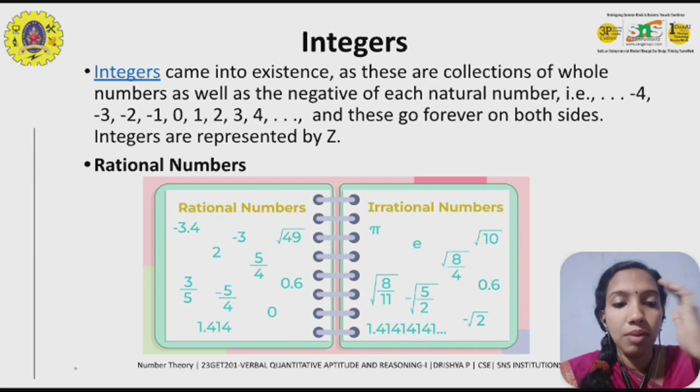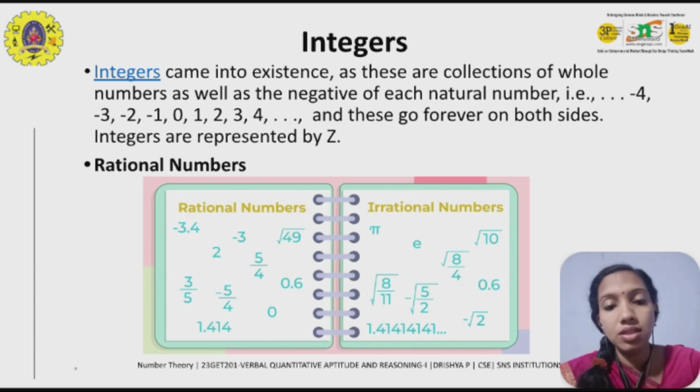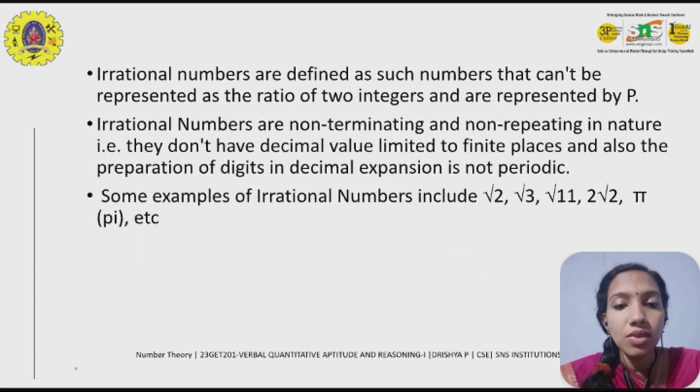So these are rational numbers and irrational numbers. I already explained this. Rational numbers are defined as numbers that can be represented as the ratio of two integers, p by q. Irrational numbers are non-terminating and non-repeating in nature. Examples of irrational numbers are root 2, root 3, root 11, 2 root 2, pi, etc.